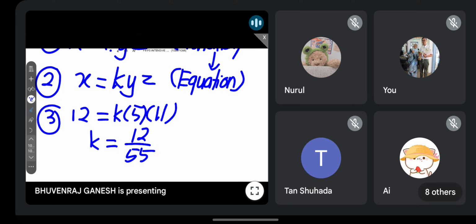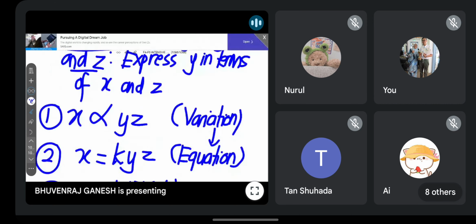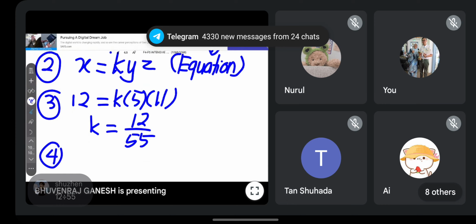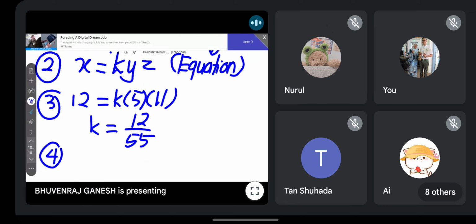So fourth step. What to do in the fourth step? Now we done three steps already. So the fourth one. 12 divide. Yeah, yeah, that one you can leave it like that. Tak perlu kira nilai tu. Just leave it like that. So what is the fourth step? Anyone know?